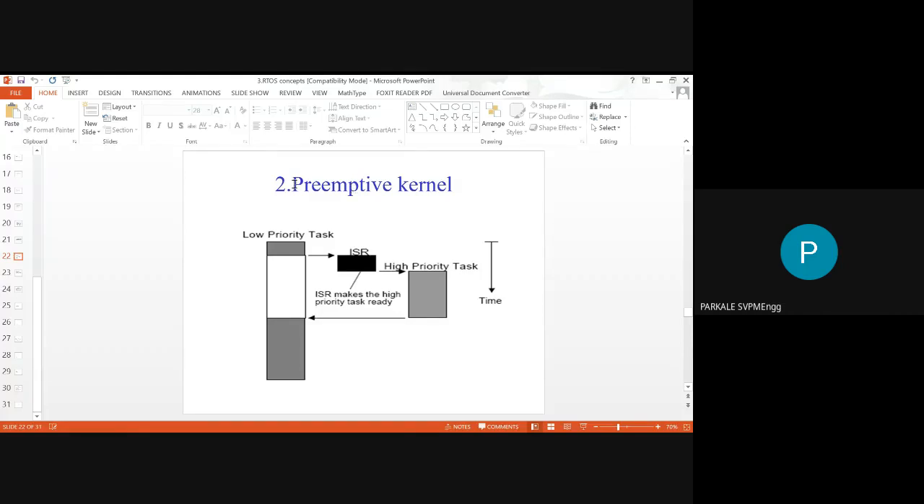So preemptive type of scheduling is widely used in RTOS, or real-time operating systems. Now this is the basic difference between the desktop OS and the RTOS.